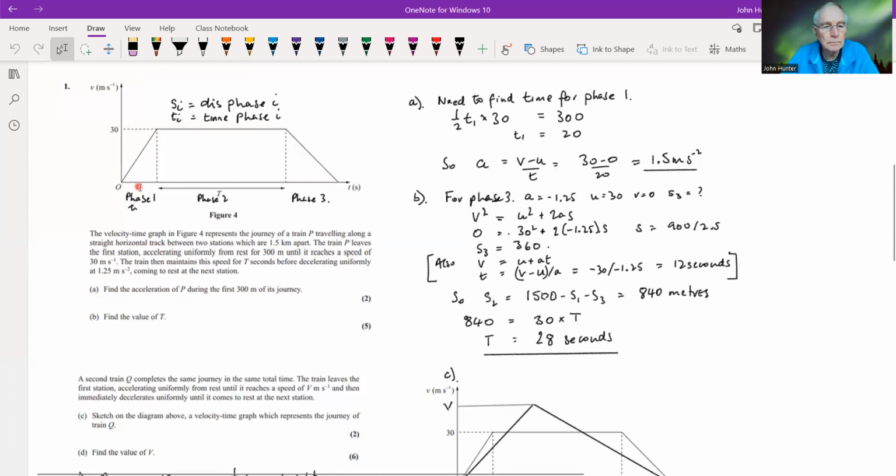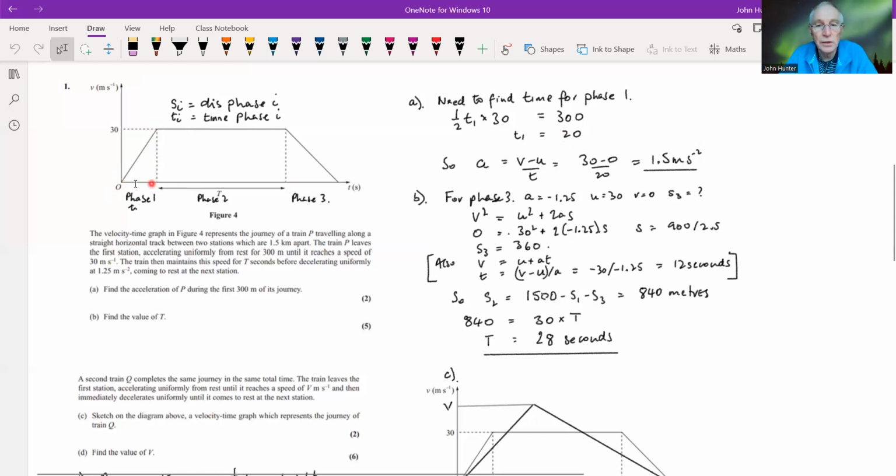So the acceleration is going to be the rise over the run. We know the rise. We don't know the run, but we can find out the run because we've got the area of this. And of course, this area, the distance, is going to be half base times height. So we can put that into a little equation. Half base times height equals the distance, the displacement, 300. So we've got a little equation in T1 there, the time for the first phase. That simply gives us that T1 equals 20 seconds. So that's what that bit is there, 20 seconds.